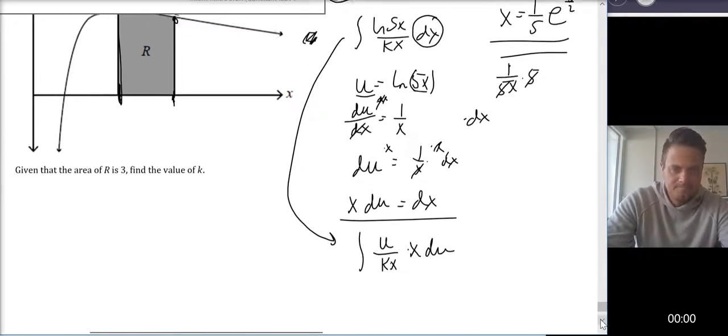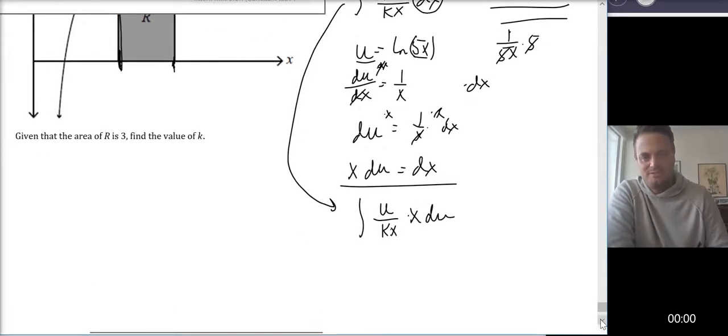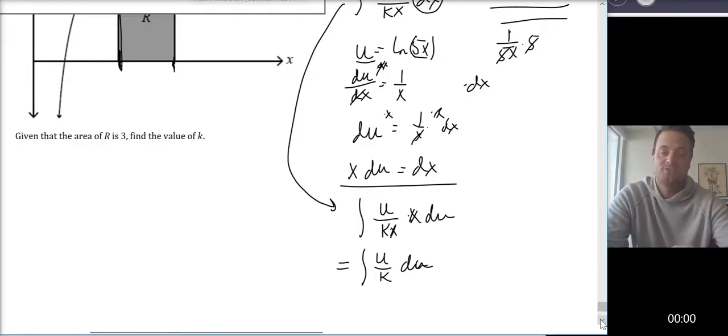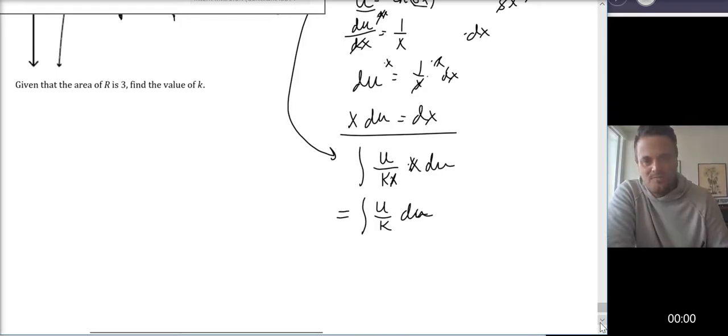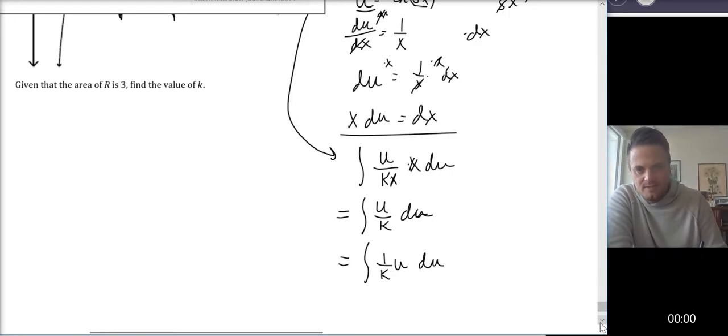And then, not the easiest task, this one. Then I can reduce x against x, and I get u over k du. And remember, k is just a number. Nothing scary, it's just a number. So to make it even easier here, I can see that this thing here I can write like this, right? If I multiply y in the denominator, I will get this expression.